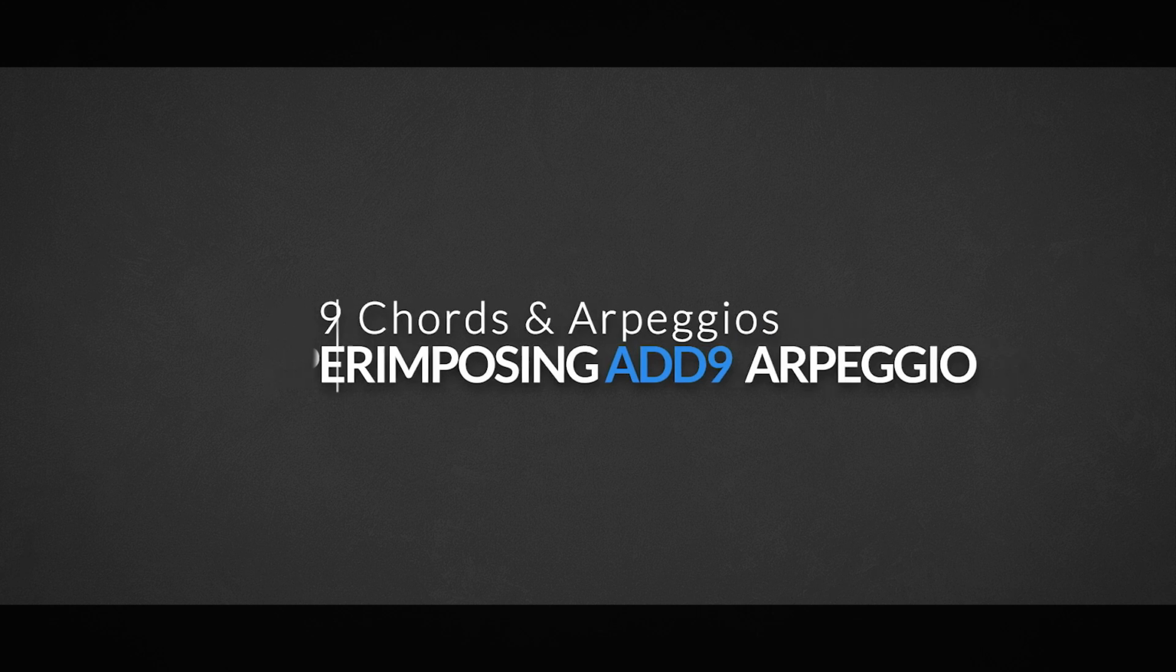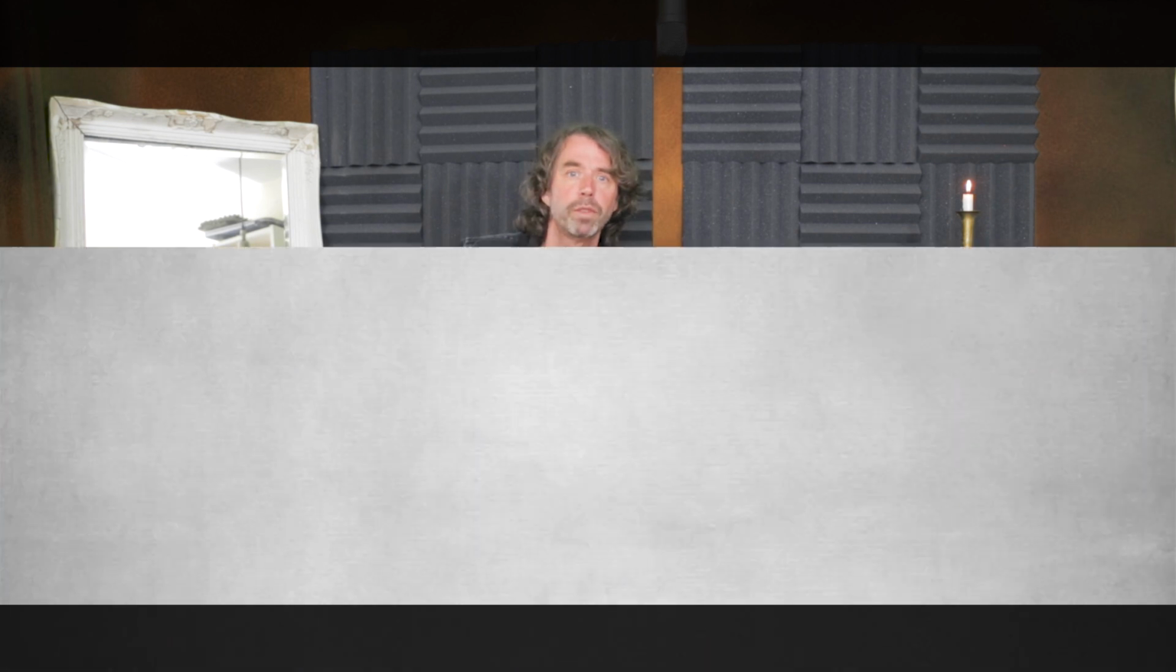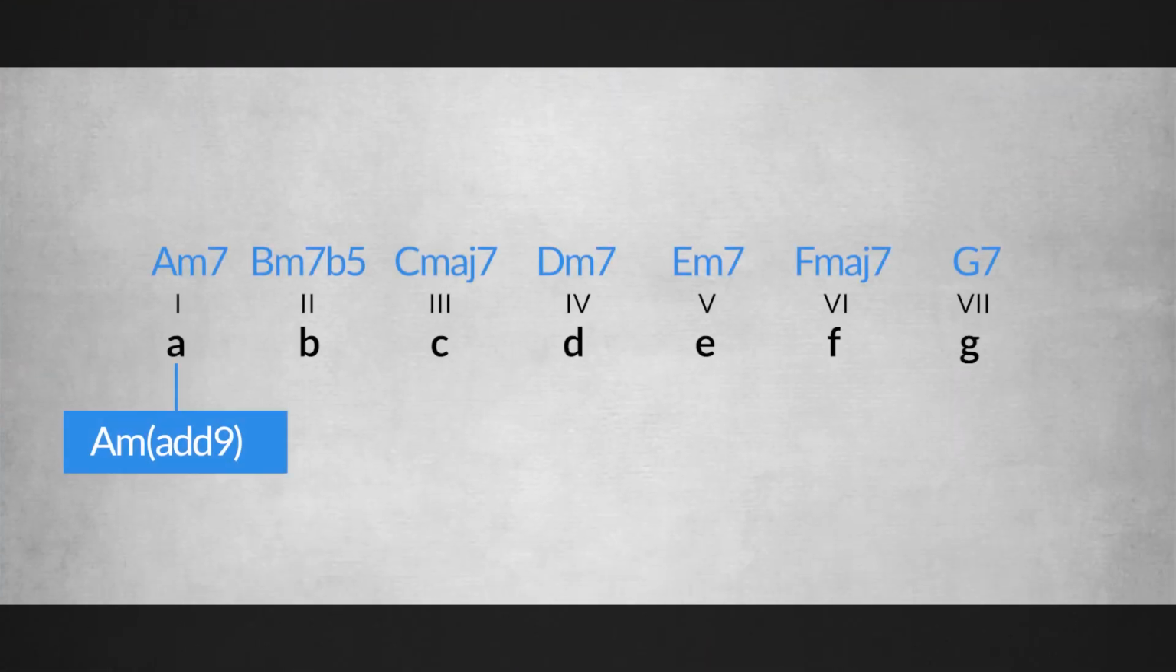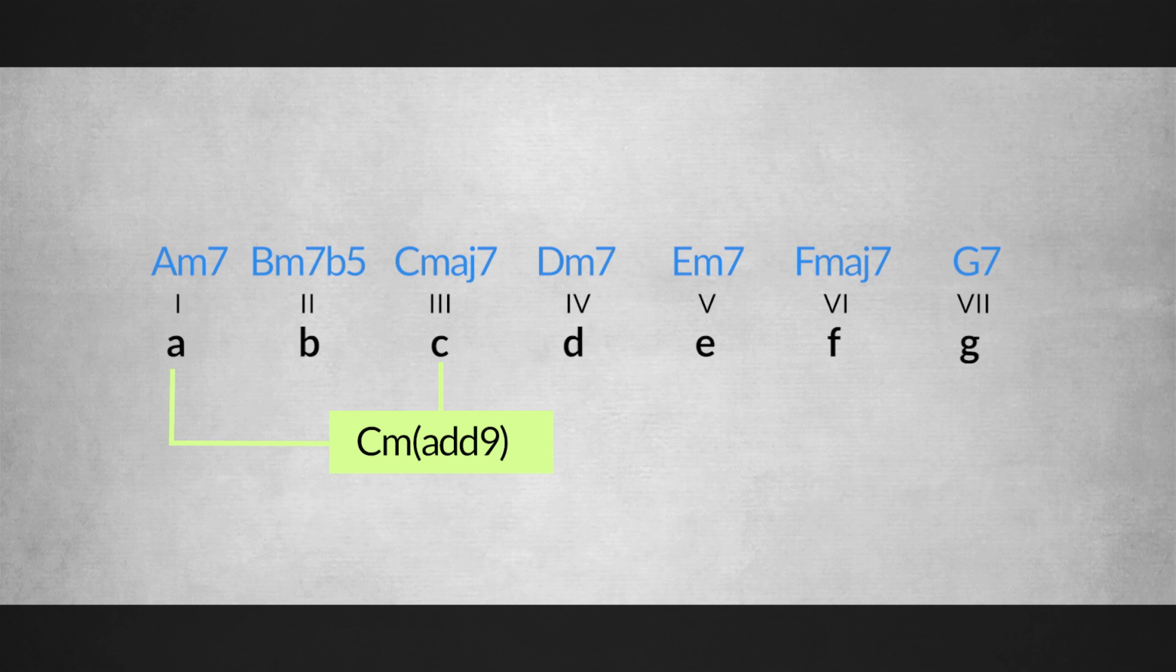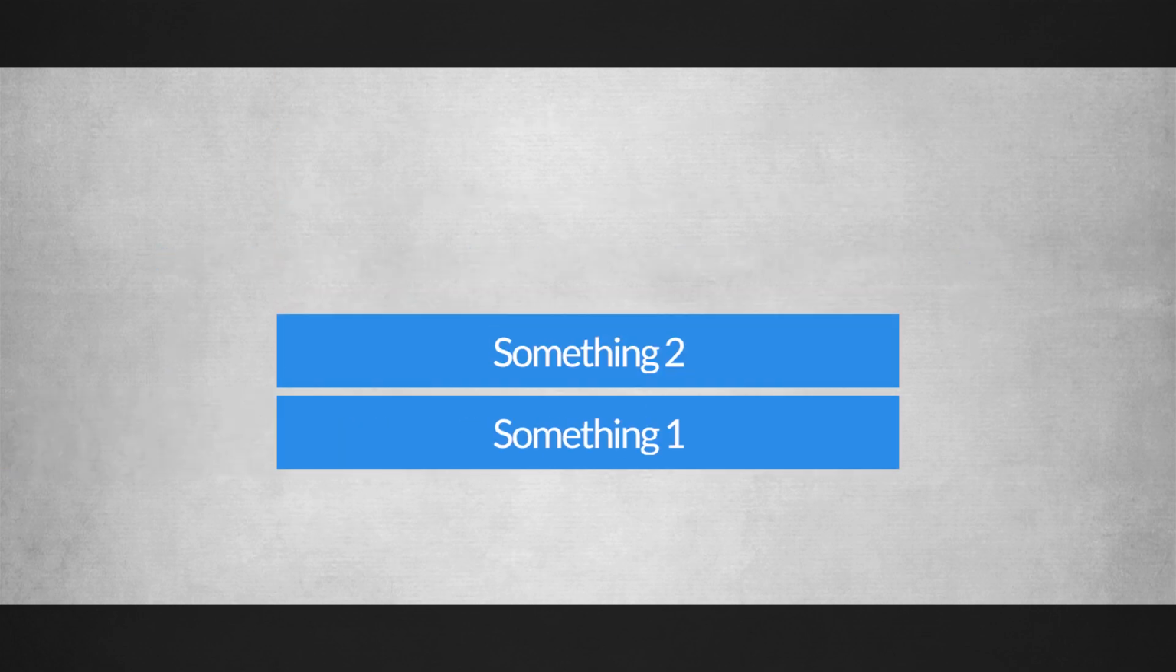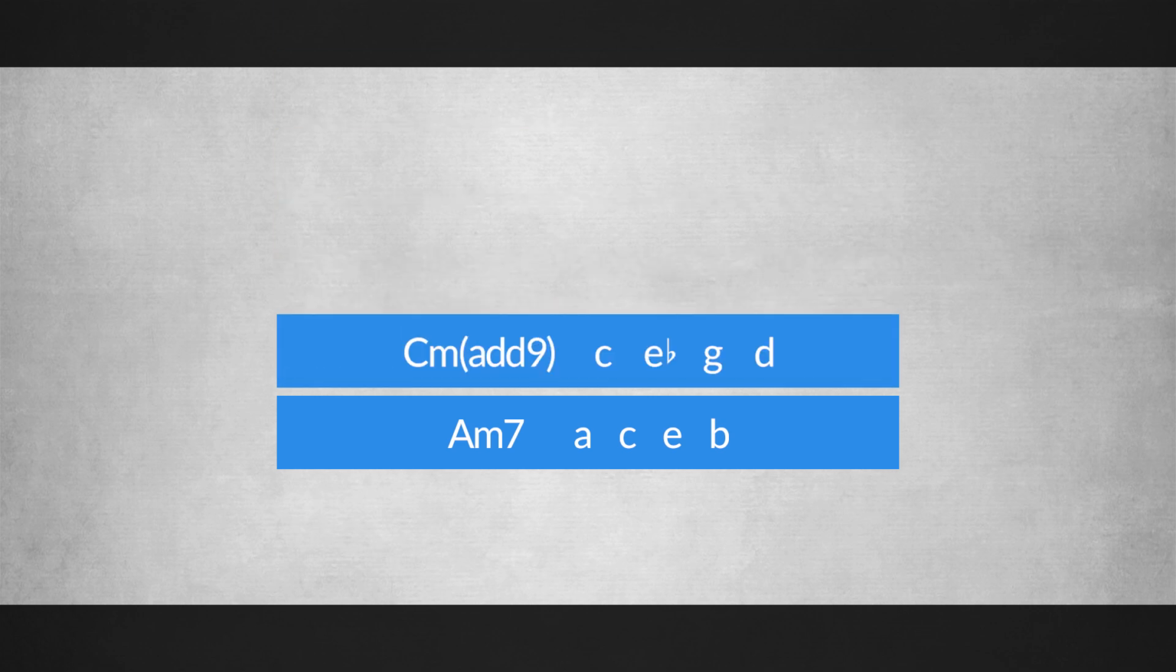You don't need to play the added 9 arpeggios, or any arpeggio for that matter, over the chord with the same root. You can also play arpeggios over different chords, like for instance a minor added 9 arpeggio of the 3rd degree over a minor 7 chord, like C minor added 9 over A minor 7. Now this technique is called superimposing, and it means that you layer something on top of something else. In this case the C minor added 9 chord over the A minor 7 chord. Well, you get the idea, right?